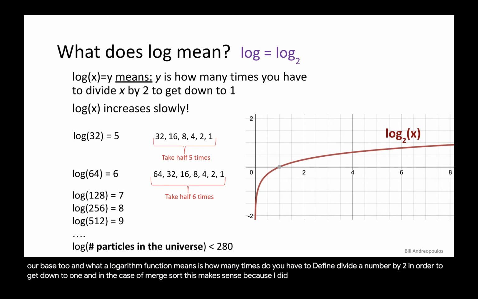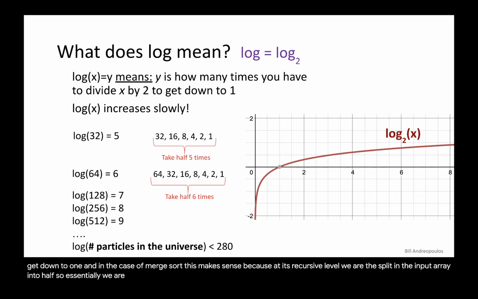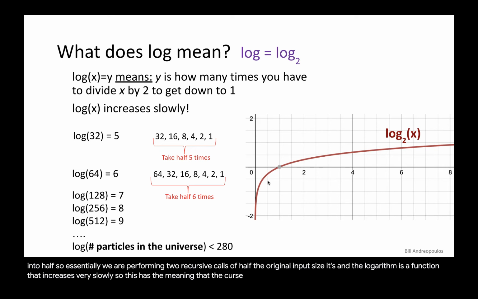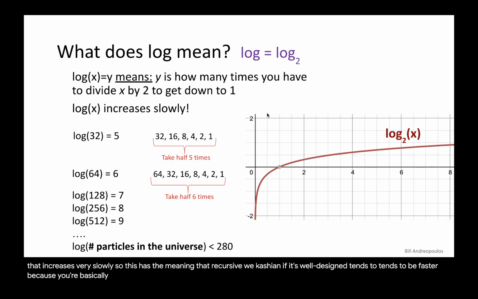In the case of merge sort, this makes sense because at each recursive level we are splitting the input array into half. So essentially we are performing 2 recursive calls on half the original input size at each level. So this means that if a recursive algorithm is well designed, it tends to run faster because you're basically splitting your original problem into smaller subproblems in recursion. And your tree has a height which is logarithmic. And this means that your runtime increases very slowly with the input size.